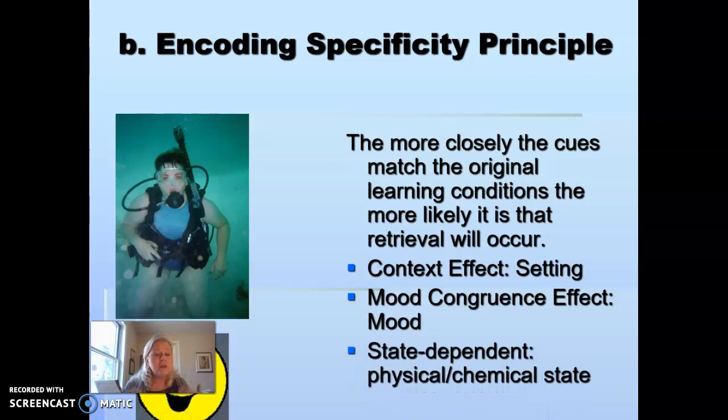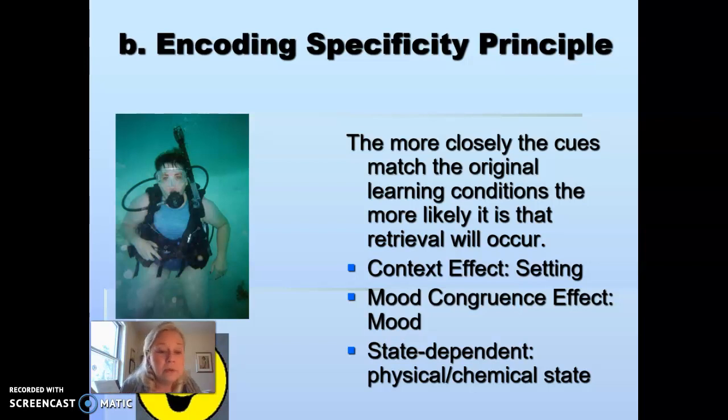And then your physical or chemical state can even be part of the encoding specificity principle. Let's say you have drank alcohol and you did something while you were drinking alcohol, you don't really think about it much, and then when you drink alcohol again, which none of you should be doing because you're not 21 yet, those memories of when you were intoxicated might come back to you while you're intoxicated again.